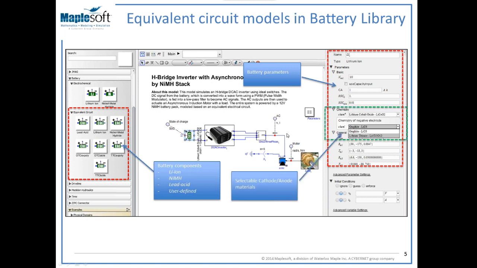For the lithium-ion battery, we can also select different kinds of cathode and anode material. For example, we have 12 different types of cathode material for lithium chemistry, and we also have two different types of anode material for lithium chemistry as well. So in theory, we can have 24 different combinations of lithium-ion batteries.